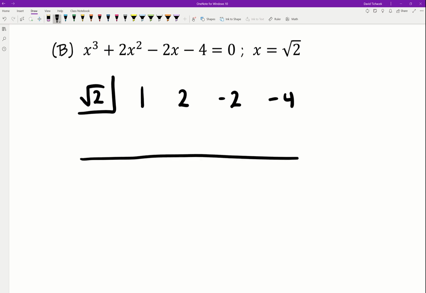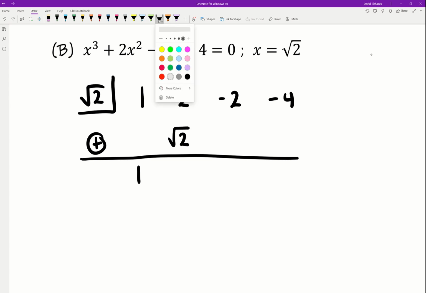Okay? Now, the reason that this is going to be a little bit more challenging is because after we drop the 1, we're going to multiply just like we always did, right? So the square root of 2 times 1 is going to give us the square root of 2. And now we run into a conundrum because we have to think about how we're going to add this column. Well, if you remember anything about square root numbers, they are not numbers that add to integers very nicely without resorting to a big, long, ugly decimal, okay?